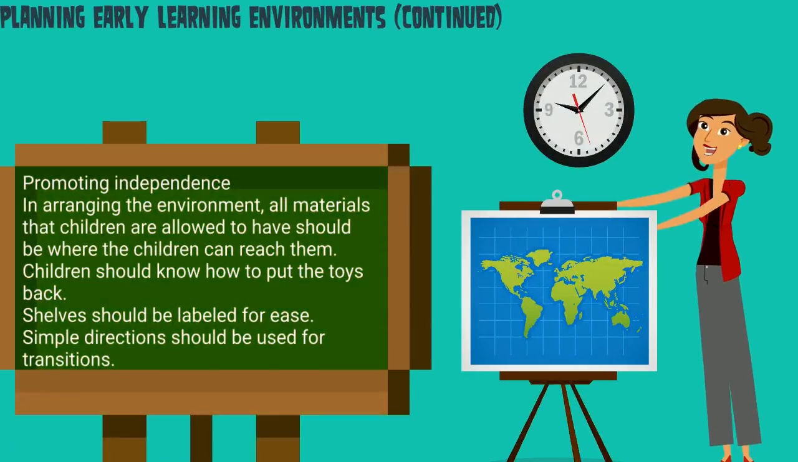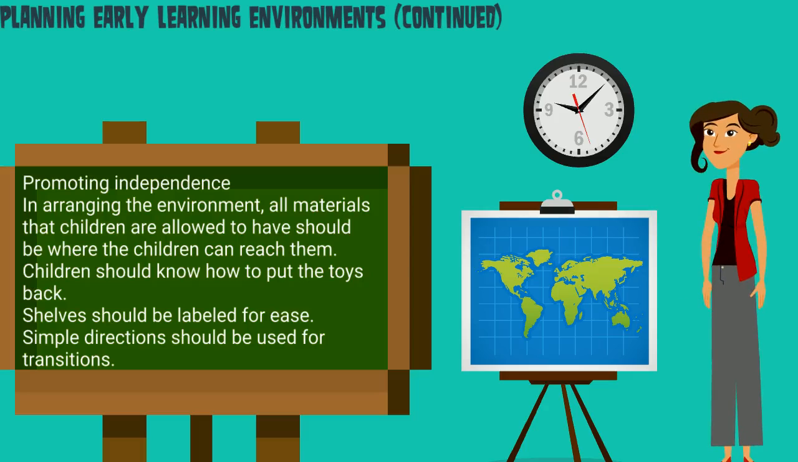Promoting independence and arranging the environment. All materials that children are allowed to have should be where the children can reach them. Children should know how to put the toys back. Shelves should be labeled for ease. Simple directions should be used for transitions.